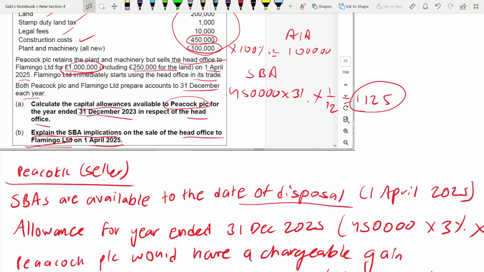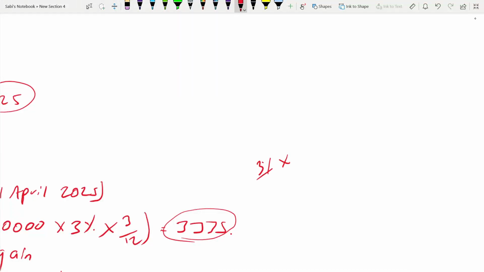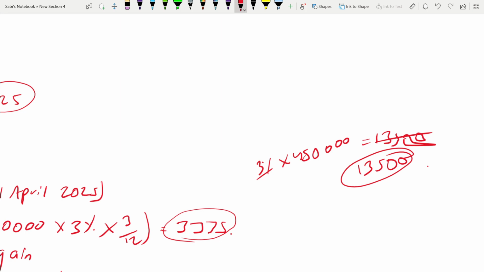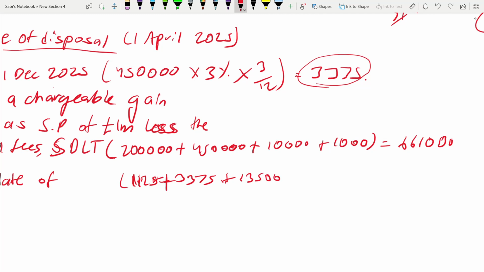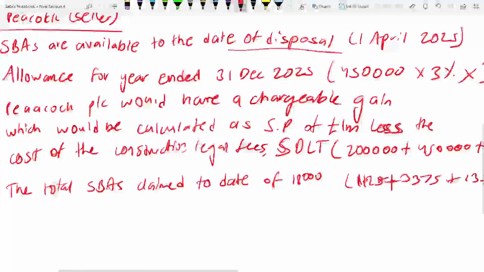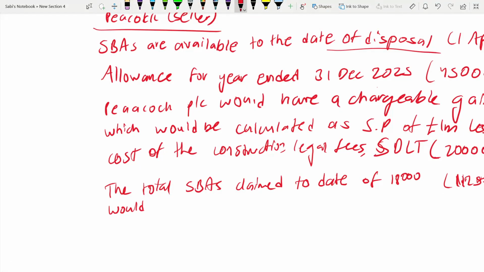You have to do a working here. Since subsequent years SBA will be just 3% on 450,000, which is 13,500. This will be your SBA in subsequent years. So 13,500. So it's 18,000. This 18,000, the total SBA claimed to date, would be added to the proceeds. The SBAs that you have claimed till date you will add to the proceeds when you are calculating the gain.